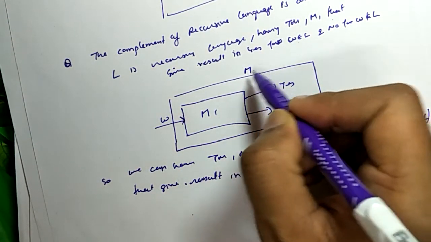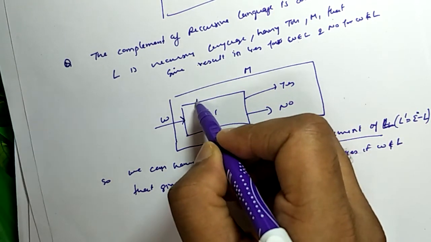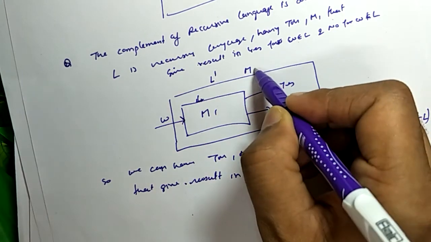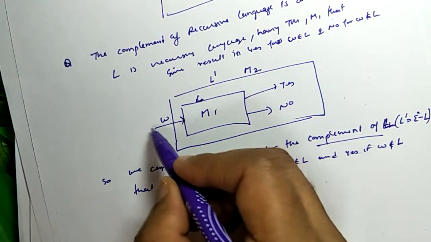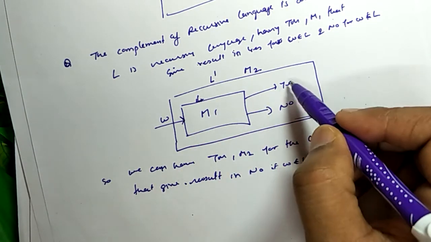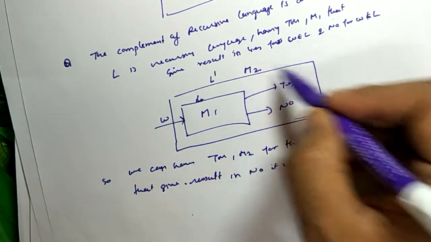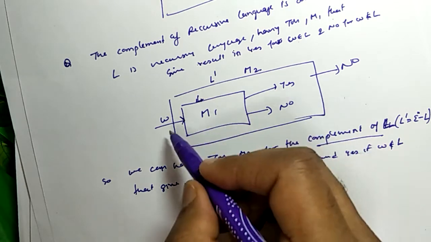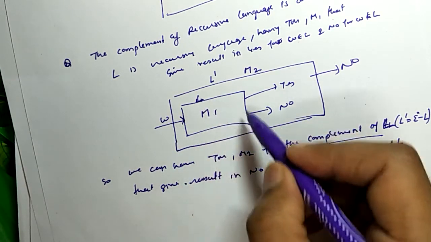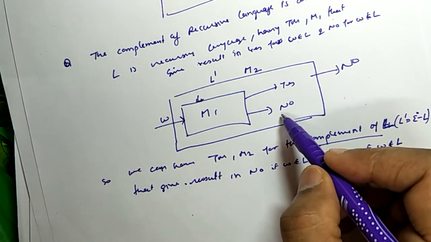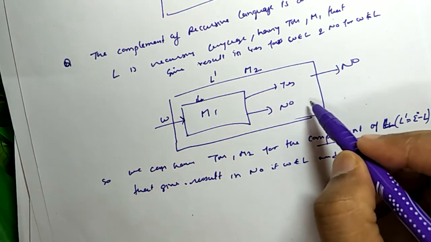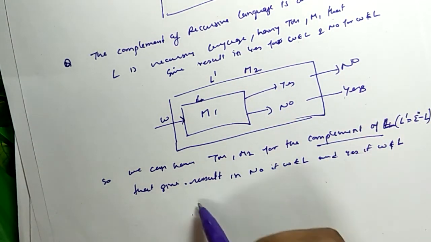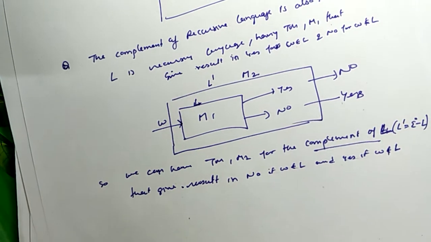We can design a Turing machine M2 for L bar, while M1 is for L. If W belongs to L, M1 will give the result in yes, so M2 will give the result in no. If W does not belong to L, M1 will give the result in no, then M2 will give the result in yes. So we have a result in yes and no, so it is also recursive.